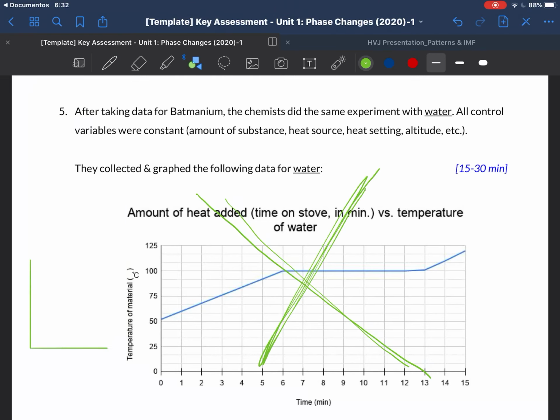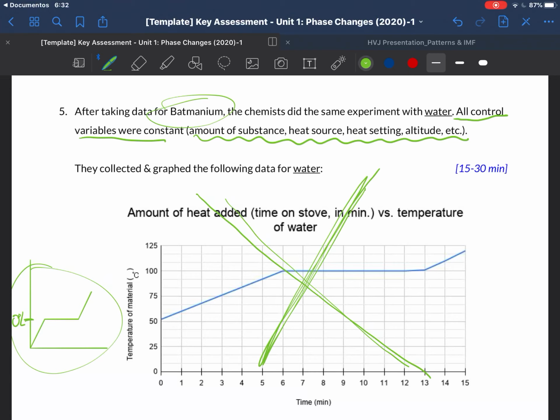But the first day we handed out the assignment, there was an incorrect graph, which you unfortunately see here. The correct graph does indeed show the melting. So very similar graph, except we're showing melting, not boiling. So we're comparing the melting of water with the melting of batmanium. One important thing, all control variables were constant: amount of substance, heat source, heat setting, altitude. So some of you were telling me something about different amounts of heat. Both substances received the same amount of heat.